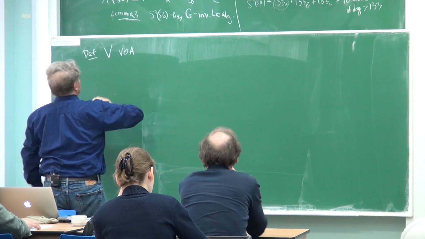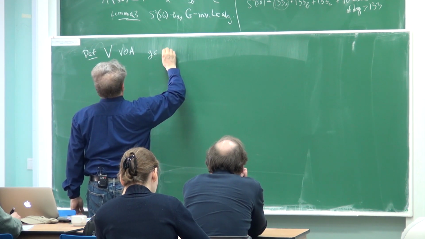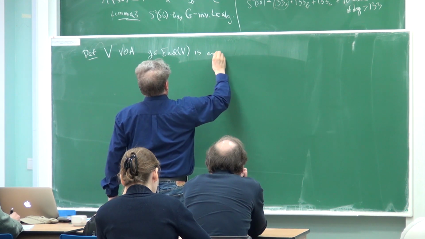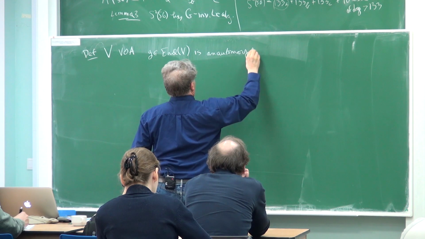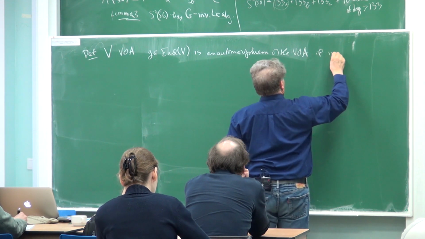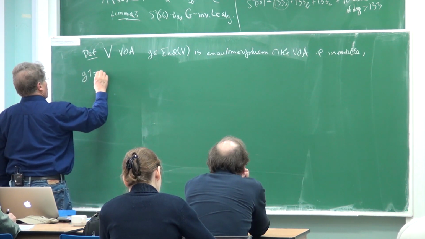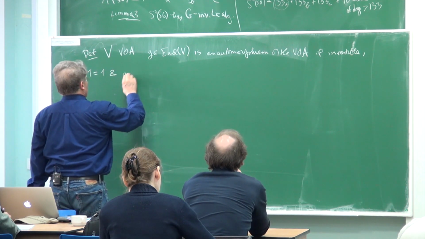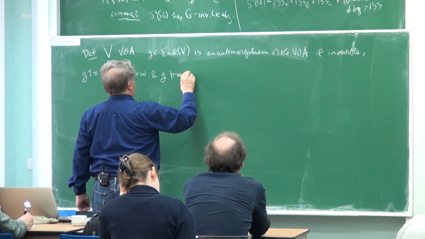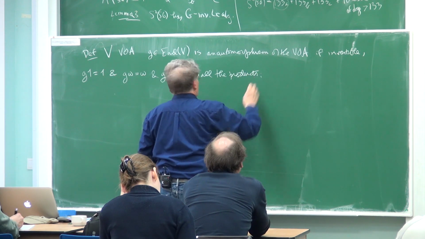Let V be a vertex operator algebra. G in the endomorphisms of V is an automorphism of the VOA if it's invertible, G takes the vacuum to the vacuum, and G takes omega to omega, and G preserves all the products. And that means just what you think.